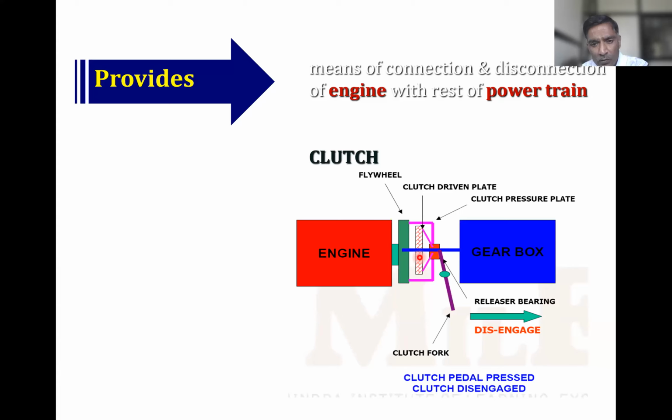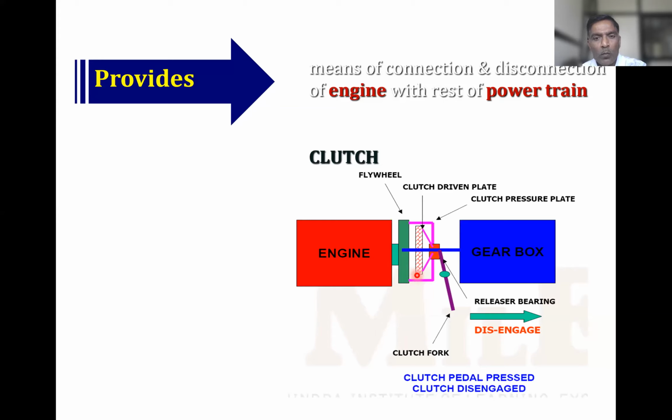This is the disengaged position for the clutch, and once it engages, power is transmitted from the engine to the gearbox. Once the clutch pedal is pressed, the clutch is disengaged. Here the clutch pedal is pressed and this plate is not in contact with this flywheel, so that is disengaged. But you should remember that the clutch is always in the engaged position. We need to provide the disengagement.